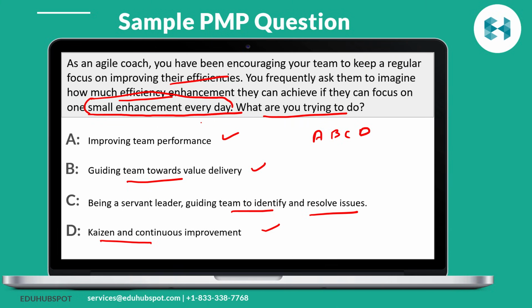focus on one small enhancement every day. Is it necessarily improving the team performance? What is the relation of this to team performance? Nowhere in the question are they talking about team performance. You are just an agile coach and you are asking the team to focus on improving the efficiency. That's it. They are nowhere talking about improving the team performance. You can eliminate this choice.